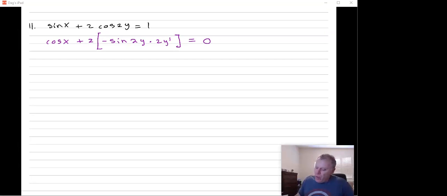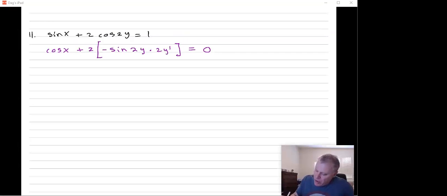The way I got the 2y prime is, I'm just going to pull this out real quick. So this is my inner function, right? Because this is cosine of what? Of 2y. So I'm applying chain rule here to that function, cosine of 2y. After I took the derivative of the outer function, the cosine function, which is what I did right here, I then took the derivative of 2y. And the derivative of 2y becomes 2 times the derivative of y.